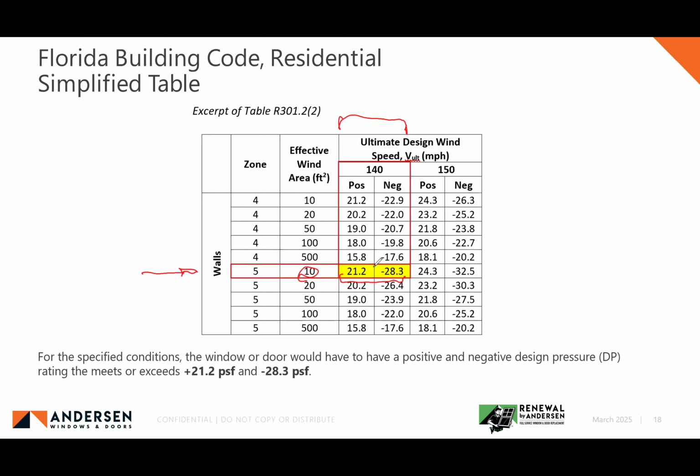Okay. So that one was pretty simple. The things that made it simple are the fact that our exposure category was B and our mean roof height was 30 feet, which is the basis of this table, right? As long as we stick with those parameters, it winds up being pretty simple.